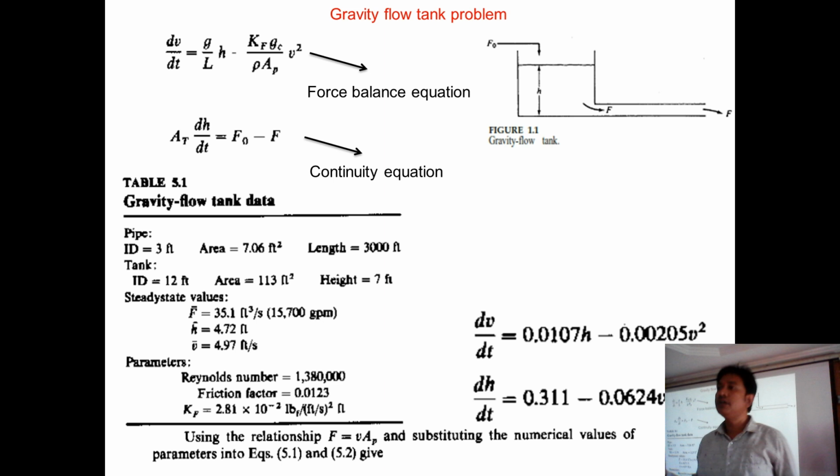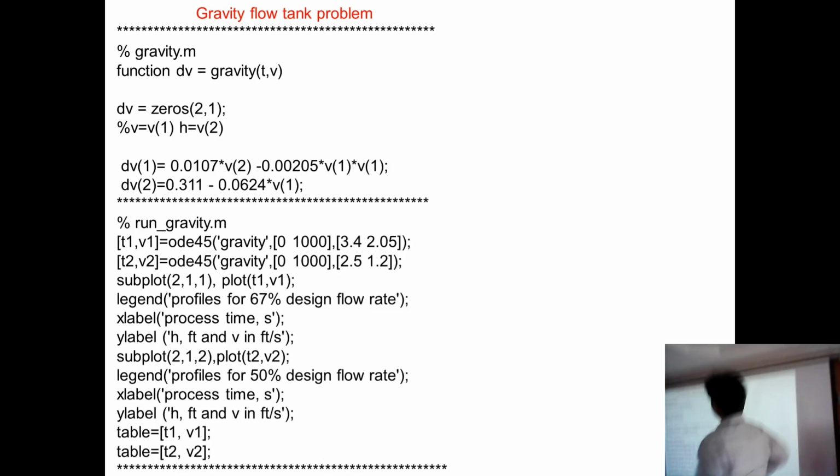Now for these problems, we use the same terminology, but we use a function called zeros. Initially we will write zeros. Two equations are there, that means two rows, one column. Use zeros of 2, 1. Initially we will keep dv as 0. We use this statement, and the rest of the things are the same.